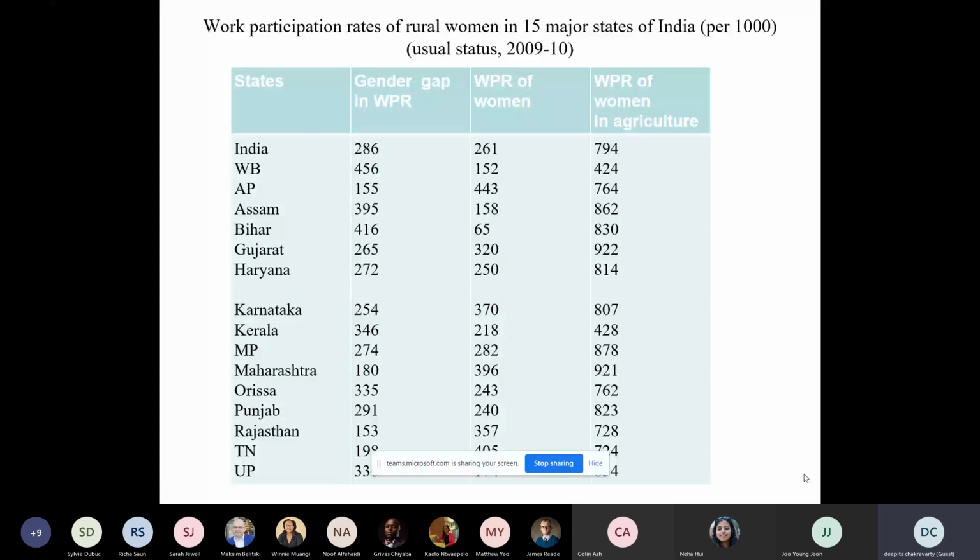Now, to tell you, India is a large country, as you know, and West Bengal is in the eastern part of India. So this data set shows you very clearly this very low work participation rate in general for rural women in West Bengal compared to all other Indian states, and more so in the case of women's work participation rate in agriculture.